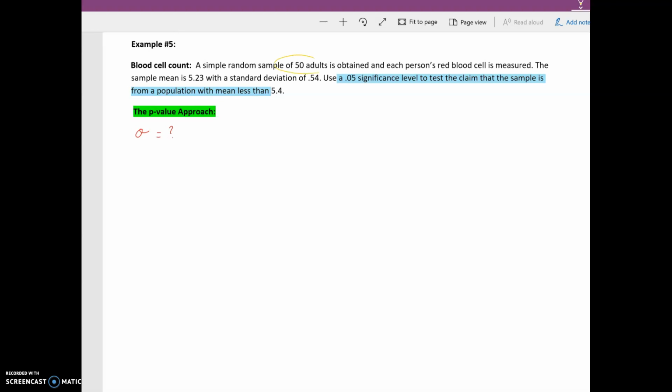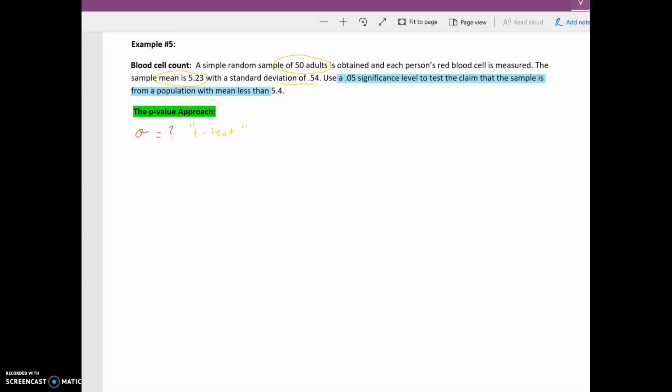So we have, in this case, 50 adults. And the sample that they're actually giving us has a mean of 5.23. And from this sample, you have that the standard deviation is 0.54. So in this case, sigma is not given. This is going to be a t-test.